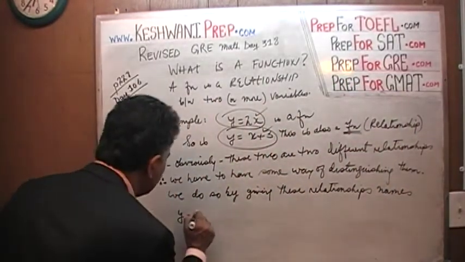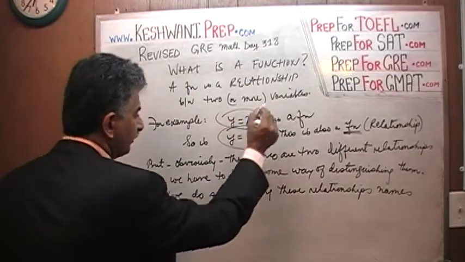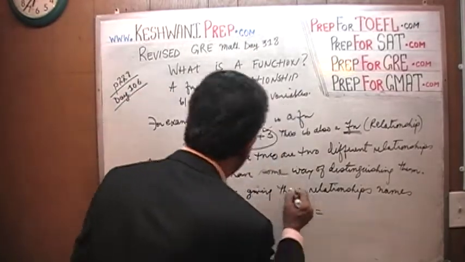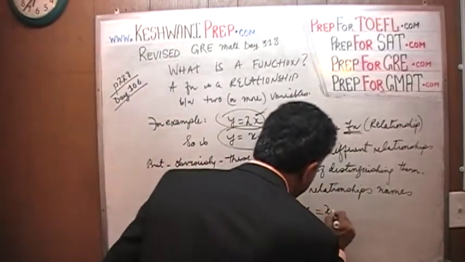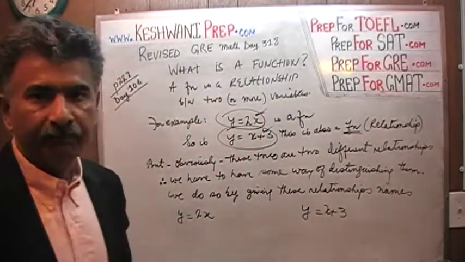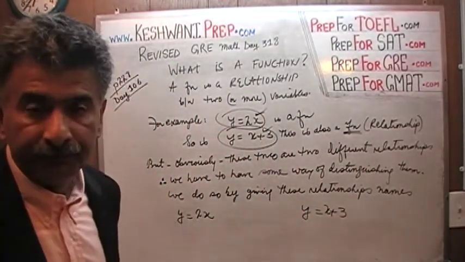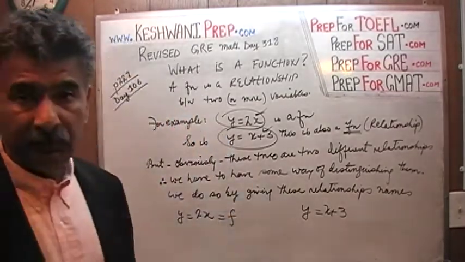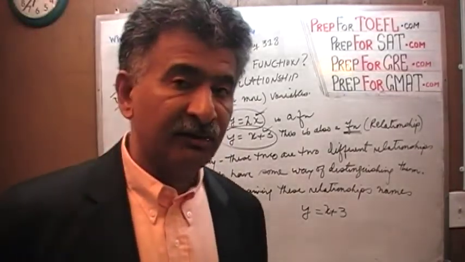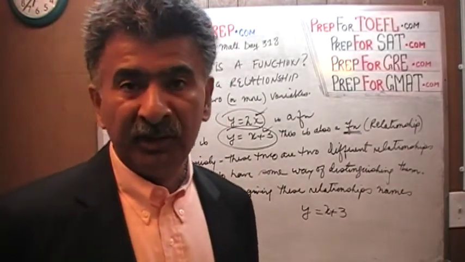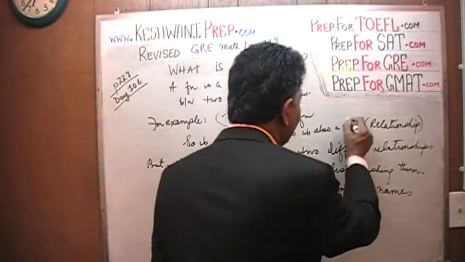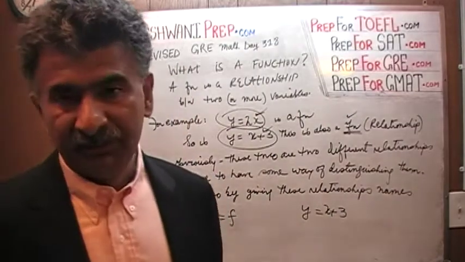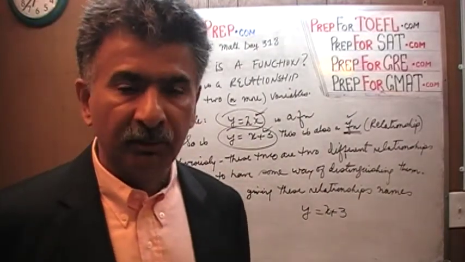So here's our first relationship: y is equal to 2 times x. Here's our other relationship, our second relationship: y is equal to x plus 3. Let's give them names. What do you want to call the first relationship? Well, let's call it F. Why F? Because that's just a tradition, just a convention, because the word function begins with the letter F. So the first relationship, typically, it's not a rule. Nobody's going to come and arrest you in the middle of the night.